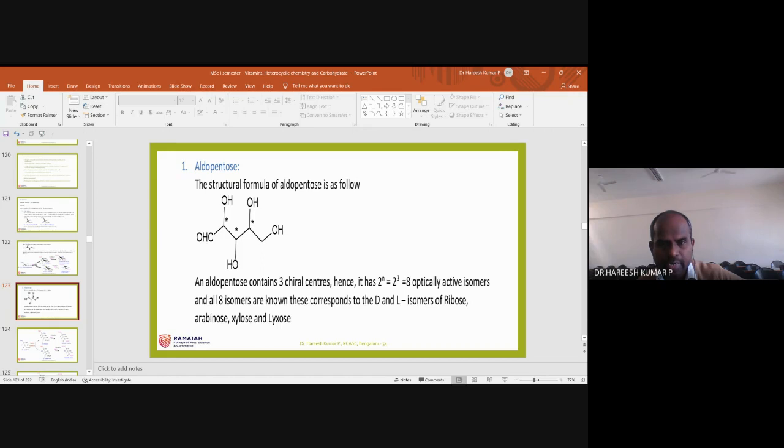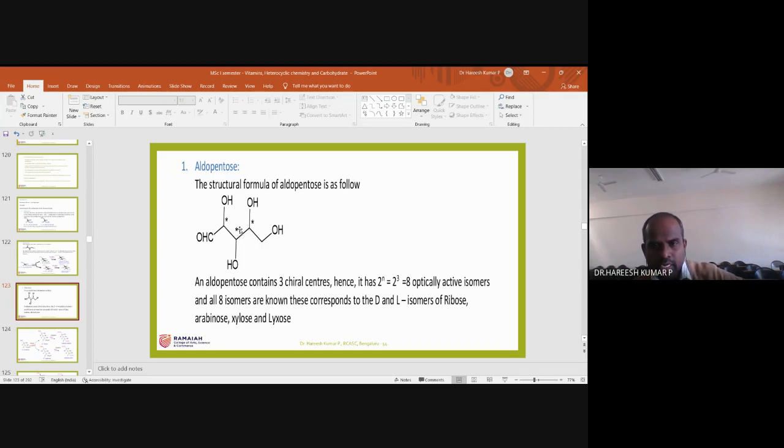Let's give an entry. There are five carbon atoms, and how many chiral carbon atoms are present? There are three chiral carbon atoms present. This star indicates a chiral carbon atom.